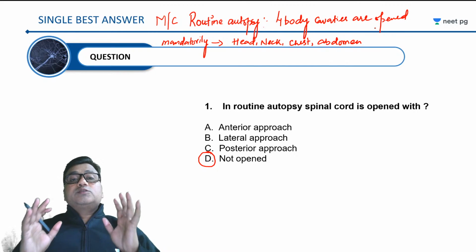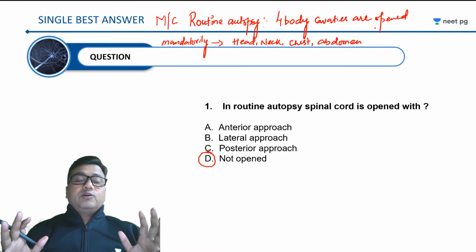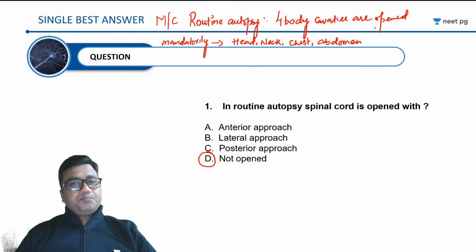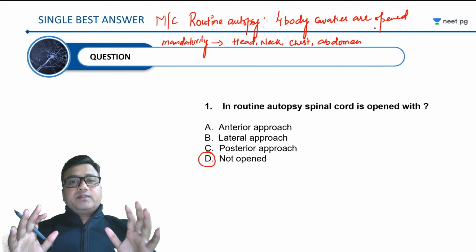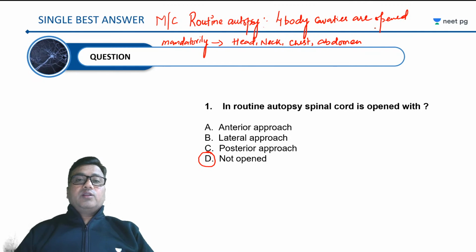Special openings or special dissections are not warranted or not mandatory in routine autopsies, like opening up of the spinal cord. Okay, so opening up of the spinal cord would be required in certain cases where we are expecting some evidence that may be lodged in the spinal cord, as in cases of gunshot injuries where a bullet has gone and lodged in the spinal cord or through the vertebral column. Then we might have to open up the vertebral column and spinal cord because we need to recover that bullet as a piece of evidence.